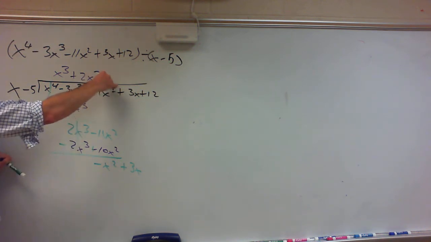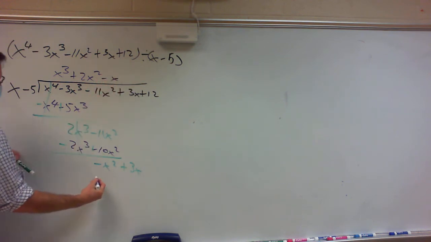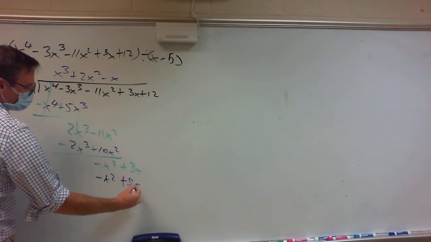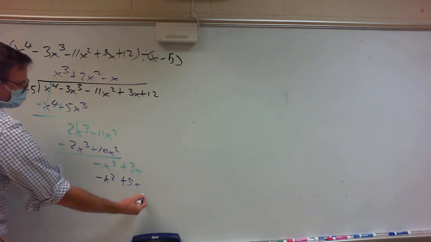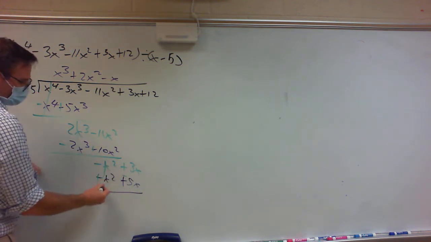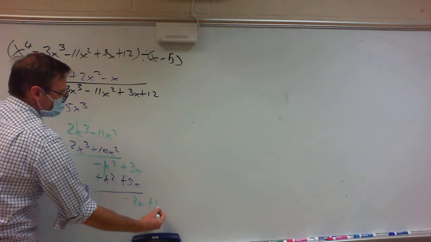And then I think what goes here so that this times this gives me negative x squared, so negative x. I get negative x squared plus 5x. And change the signs, so that cancels. That gives me negative 2x plus 12.